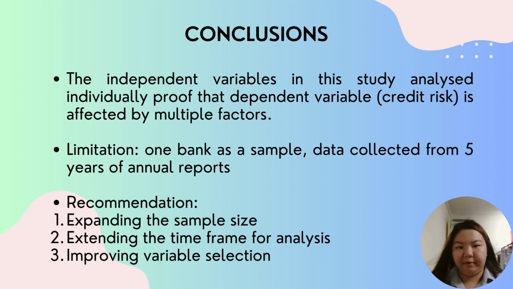Based on the analysis, I recommend expanding the sample size to improve the reliability of the results. Future research should include data from multiple banks, not just A and Z bank. This will provide a more complete view of the factors affecting credit risk in the banking sector. Extending the time frame for analysis can capture more data and better reveal long-term trends and patterns. Next, improving variable selection by including more factors that might affect credit risk, such as market conditions, regulatory changes, and economic indicators, is also important.